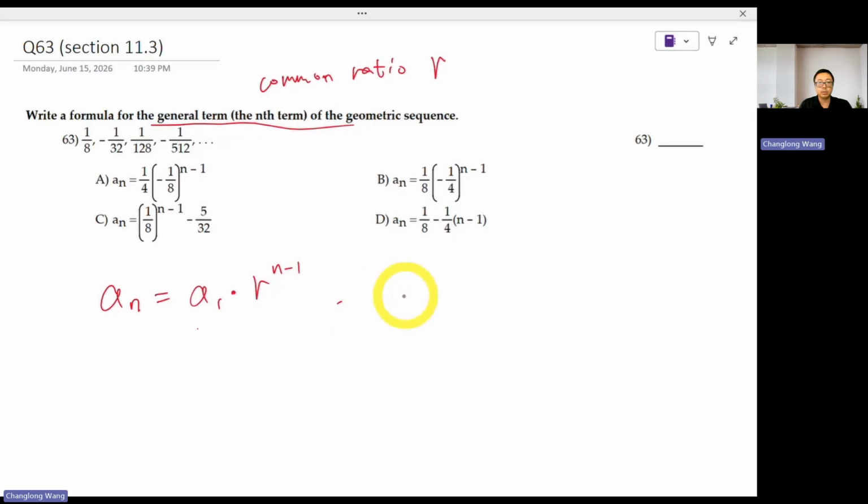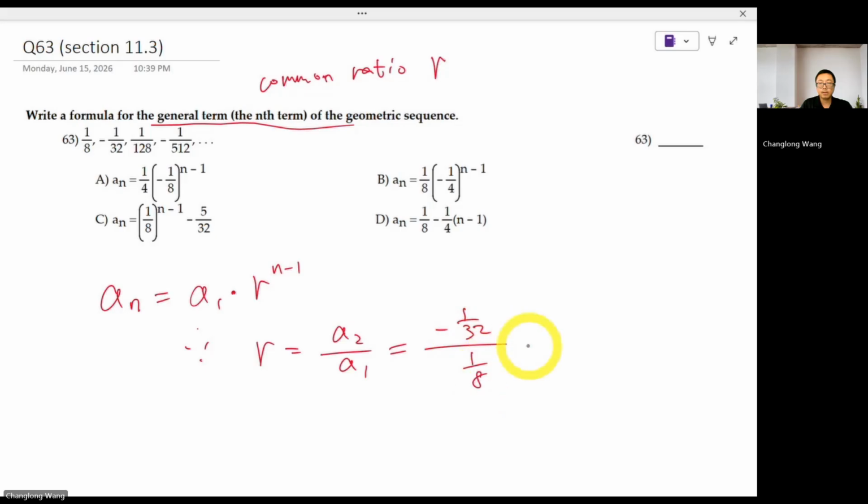But what about the common ratio? Common ratio is a sub 2 over a sub 1. It's always the second term divided by the first term. Or when it comes to the arithmetic sequence, it's the second term minus the first term. So you have negative 1 over 32 over 1/8. Okay, so it will be negative, you know, flip, you want to go that way, negative 1/4.